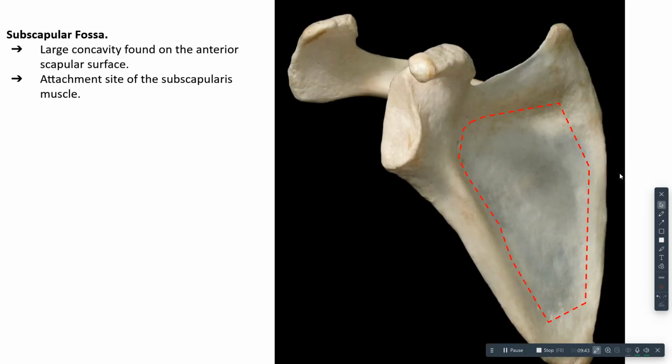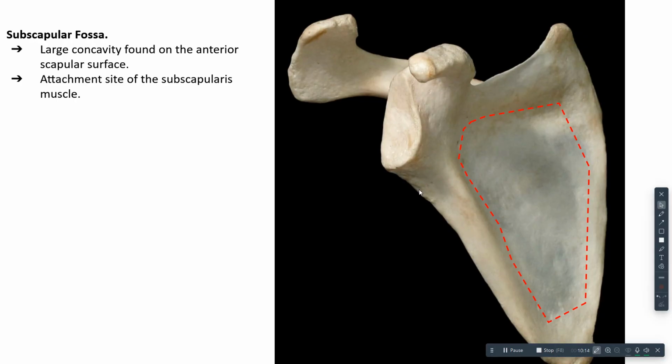If I spin the scapula around, this is the front. Notice how I don't see the spine stretching across. I can see a remnant of the spine. I can see the acromion and some other structures we have yet to meet. But this front portion of the scapula has a big concavity here. This is called the subscapular fossa. There's a muscle called the subscapularis that we'll meet later that attaches there.